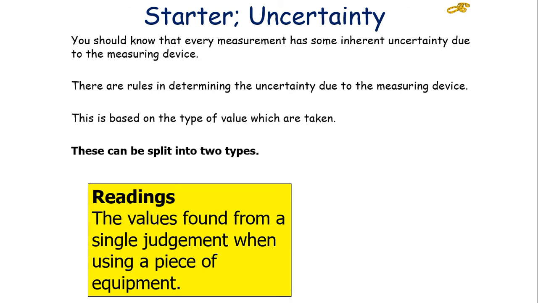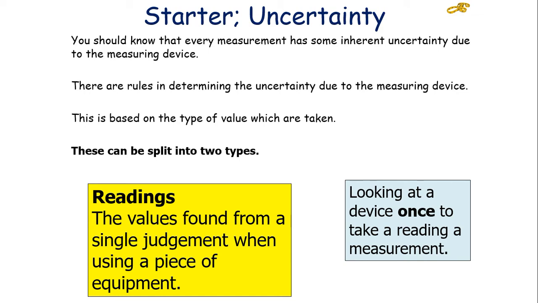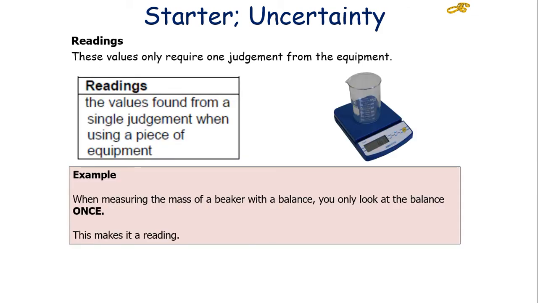Now, you know that there are 2 types of measurements that can be taken in a physics experiment. The first type is a reading. These are values found from a single judgment when using a piece of equipment. So this ultimately means looking at a device once to take a measurement. For example, let's say we've got a balance. You only take one judgment when you use a balance because you only look at the balance once. So this makes it a reading. One judgment equals one reading.